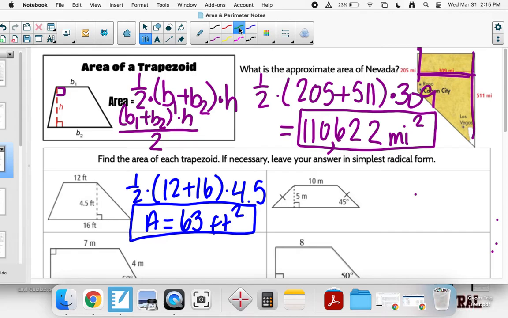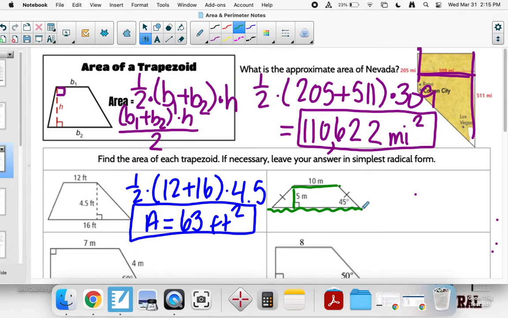Okay. So, when you have your trapezoids, you need three things. You need two bases and a height. In this next problem, what am I given? Your base 1 and your height. Yeah, I have one of my bases is 10. The height is 5. Okay? So I need to find this bottom base.